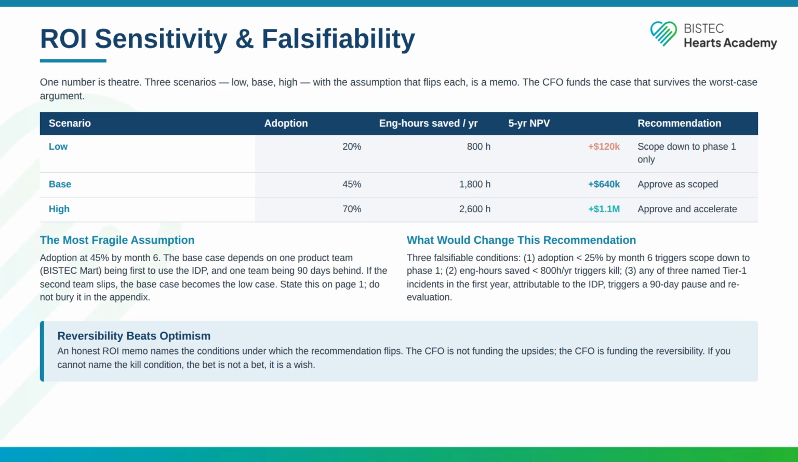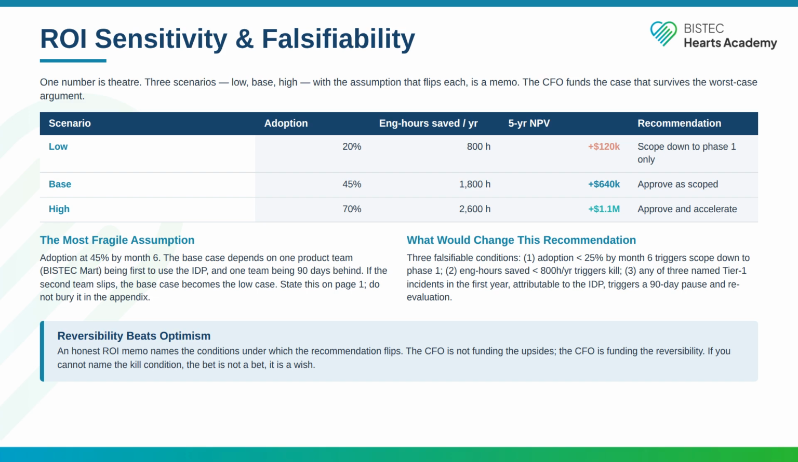What would change this recommendation? Three falsifiable conditions. First, adoption below 25% by month 6 triggers scope down to phase 1. Second, hours saved below 800 per year triggers kill. Third, any of 3 named Tier 1 incidents in the first year, attributable to the IDP, triggers a 90-day pause and re-evaluation. Reversibility beats optimism.